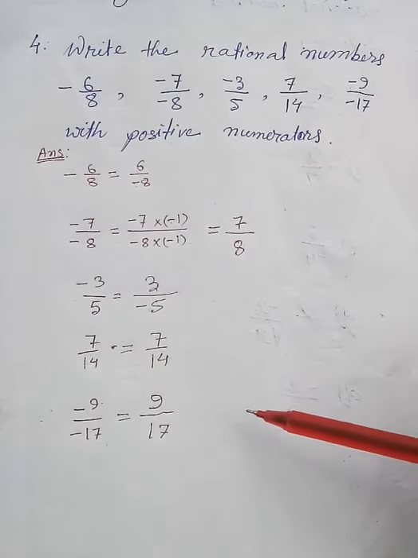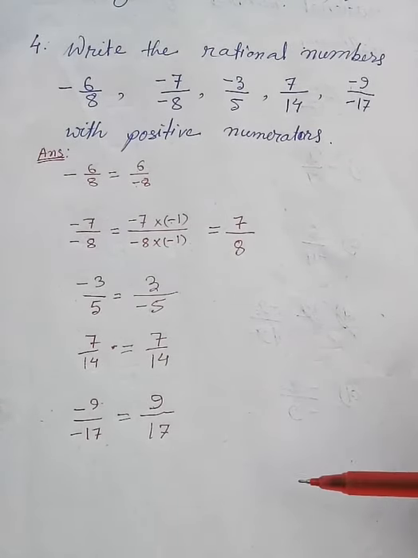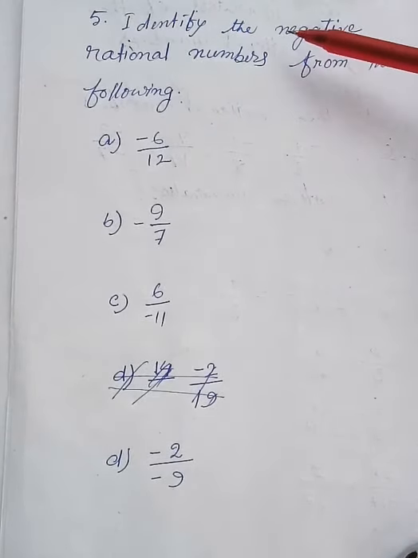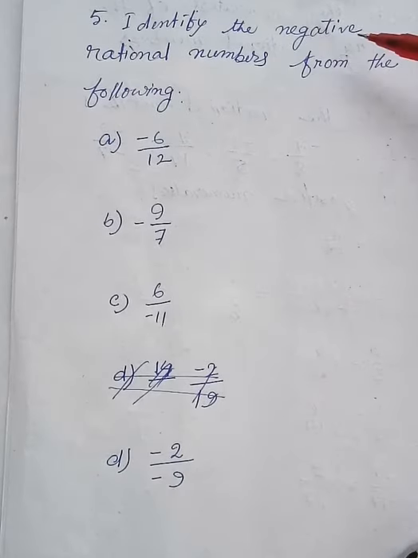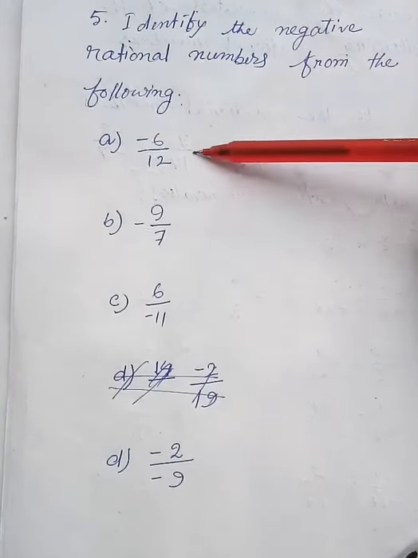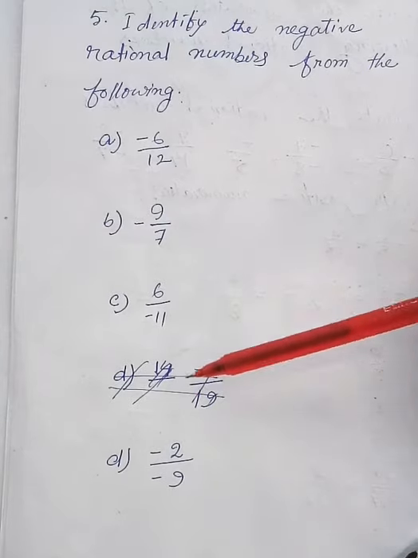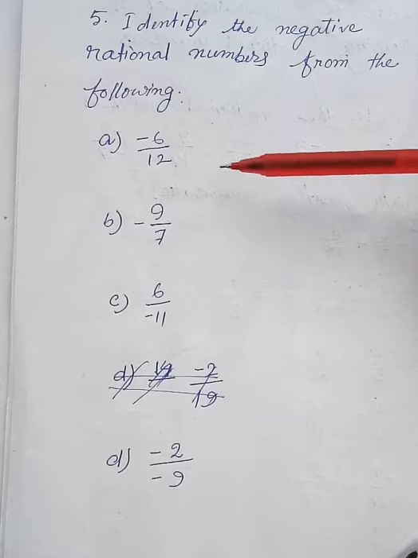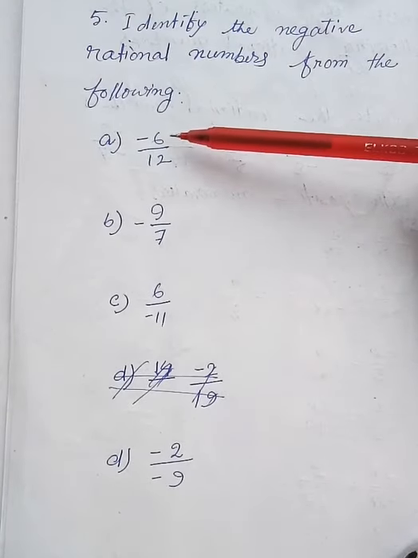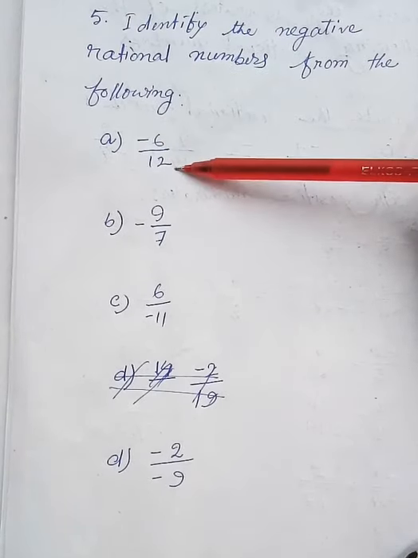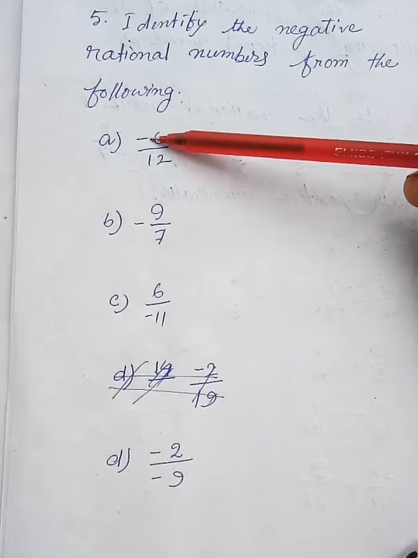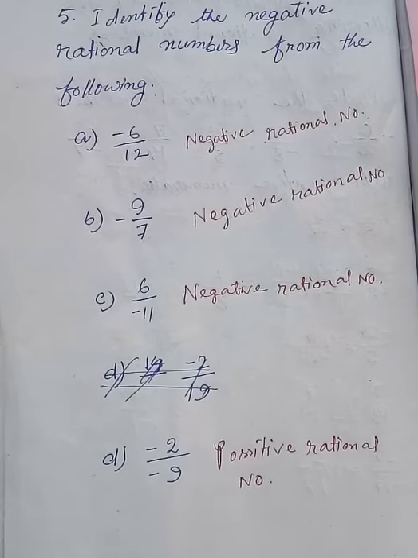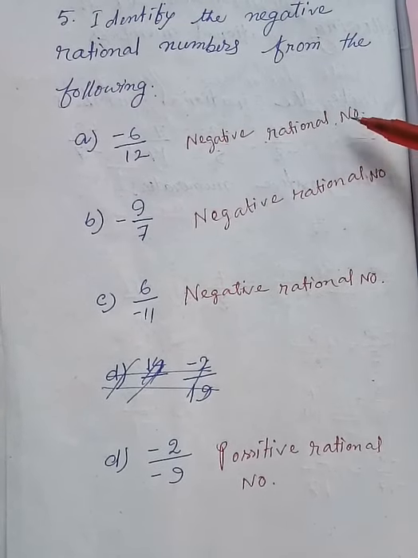Now let's go for the next question. Question number 5. Identify the negative rational numbers from the following. So from these rational numbers, you have to identify the negative rational numbers. This rational number is clearly a negative rational number because minus is there, minus 6 by 12. It is a negative rational number.